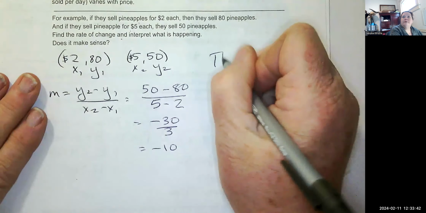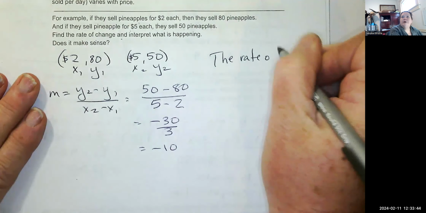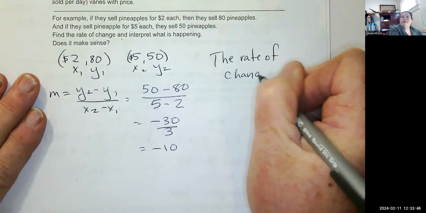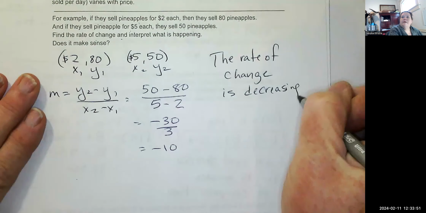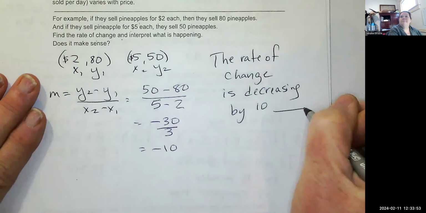All right, to interpret what is happening, first of all, that's the rate of change. So the rate of change is decreasing by 10 something.